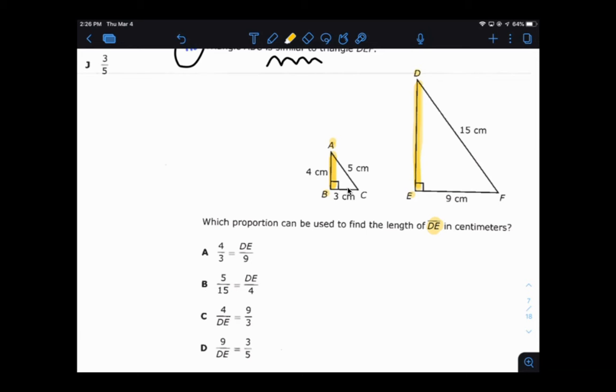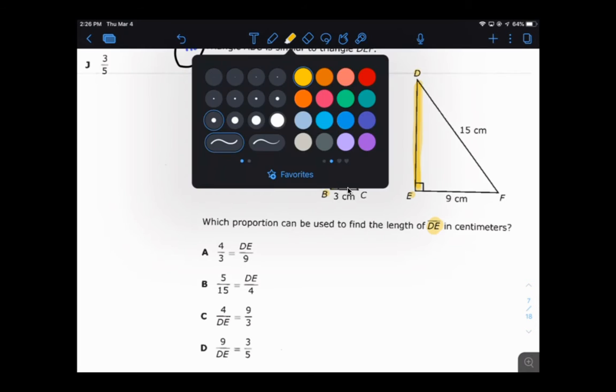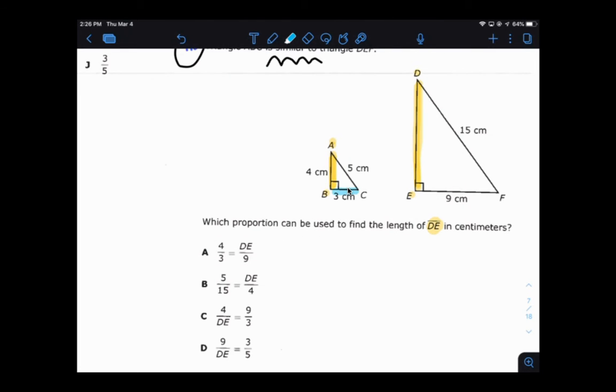Then I would say, okay, I'm going to choose another color and I'm going to say, okay, 3 is corresponding to 9, right? And last but not least, we have that 5 is corresponding to 15, right? So the best strategy here would be to use the colors for the corresponding sides to verify that the proportions are correct or incorrect. In this case, we're looking for which proportion can be used. So we're looking for something that is true.